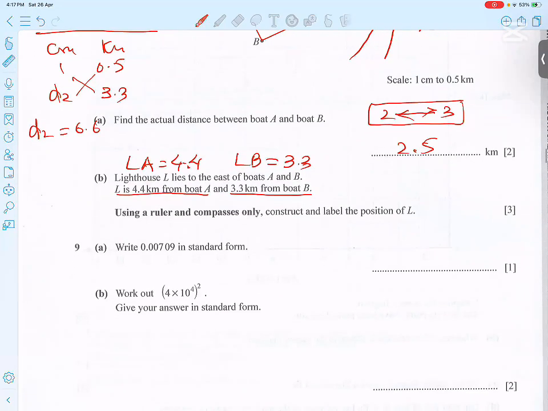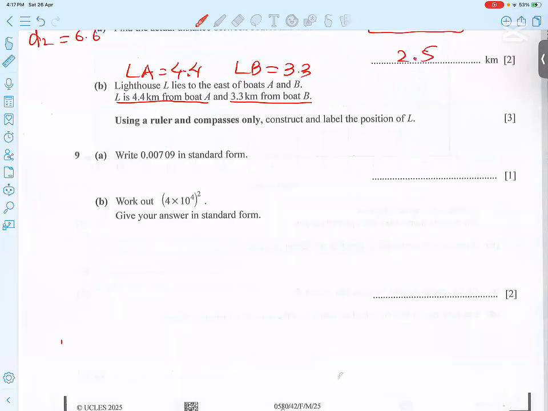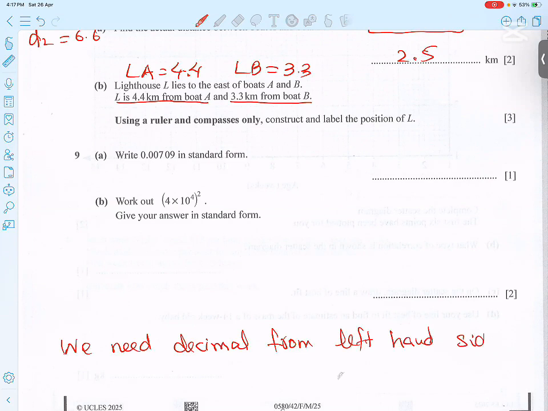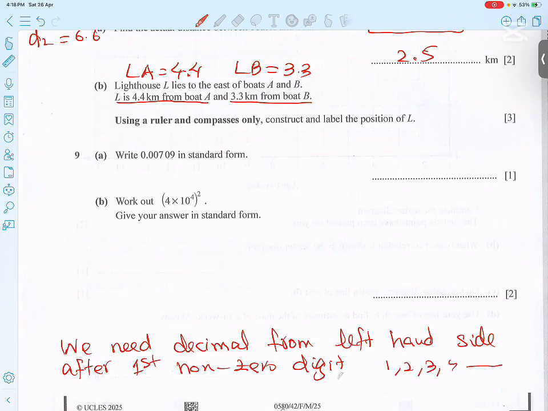Next question, standard form. What is the basic criteria? We need the decimal from the left hand side after the first non-zero digit. What is a non-zero digit? Non-zero digits are 1, 2, 3, 4 till 9.